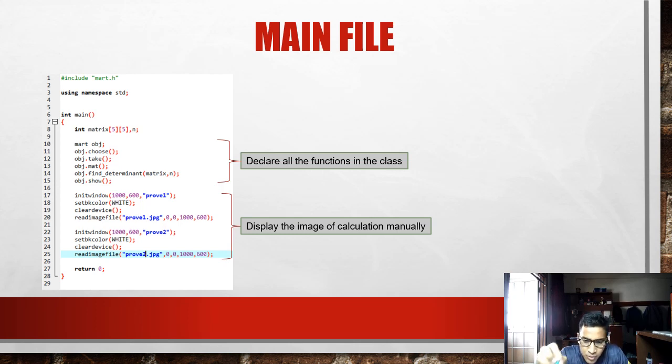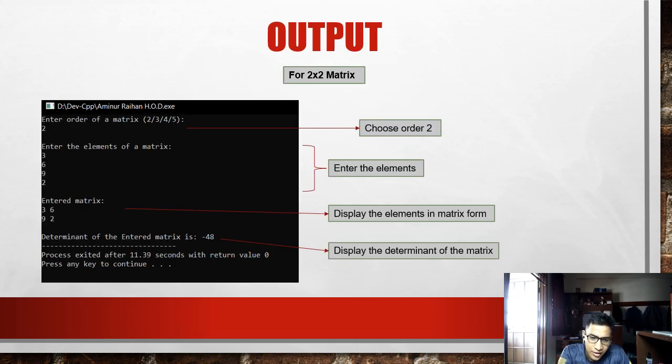Next, display the image of the calculation manually. This is all the coding needed to show the graphic of what I write. Return 0 ends the program. Then the output. This is the output. Enter the order you want. Enter order of matrix: 2, 3, 4, 5.